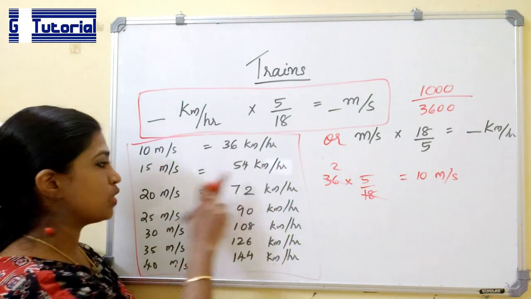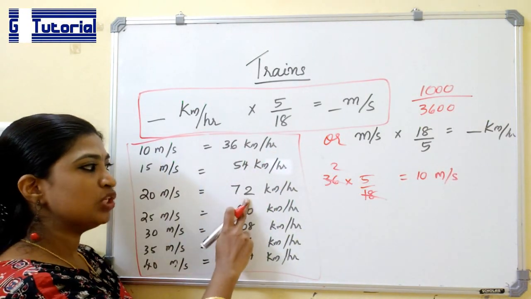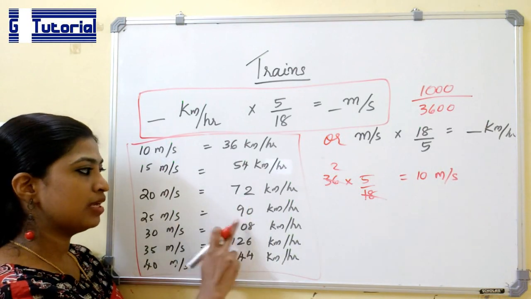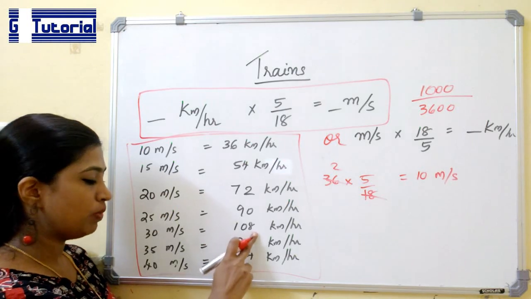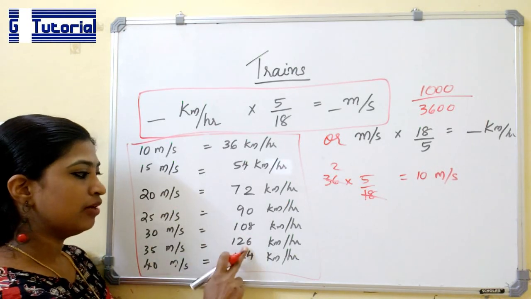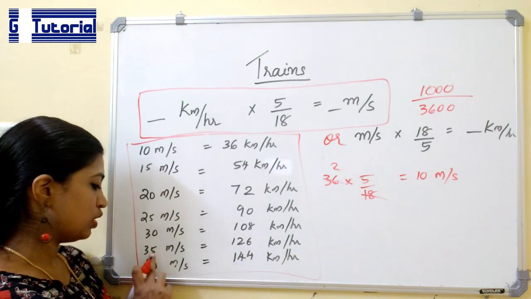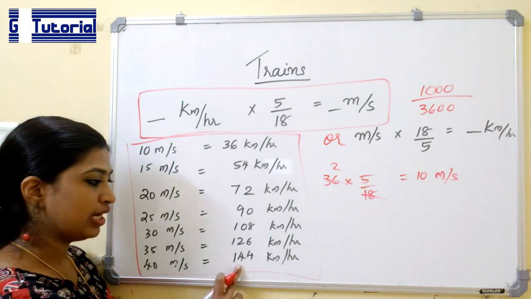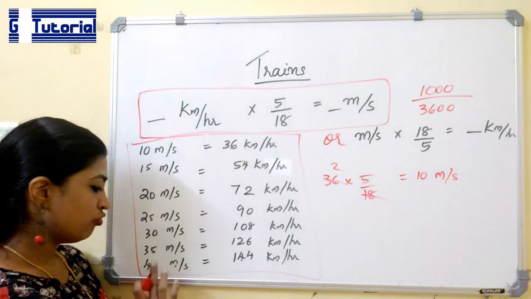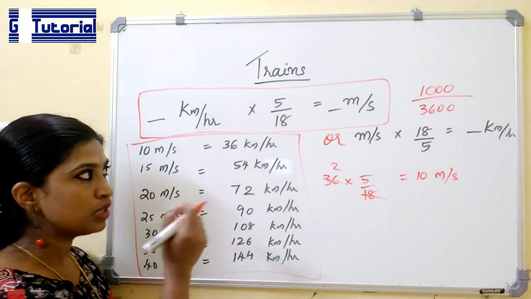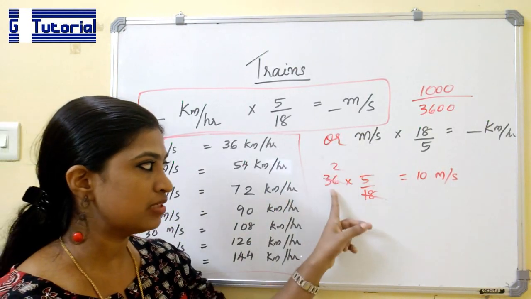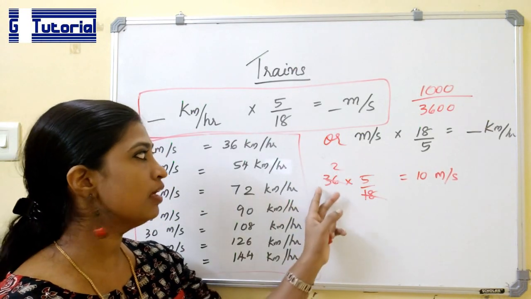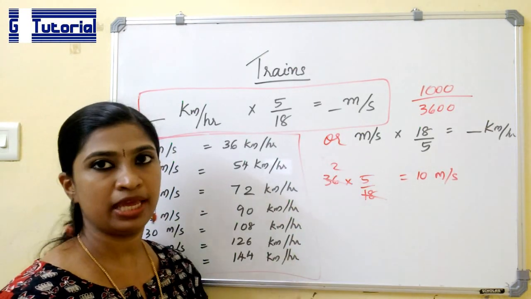54 km per hour is equal to 15 meters per second. 72 km per hour is 20 meters per second. 90 km per hour is 25 meters per second. 108 km per hour is 30 meters per second. And 126 km per hour is equal to 35 meters per second. And finally 144 km per hour is 40 meters per second. If you come across any other numbers, you can easily convert into meters per second by just multiplying that given number in kilometers per hour by 5 by 18.